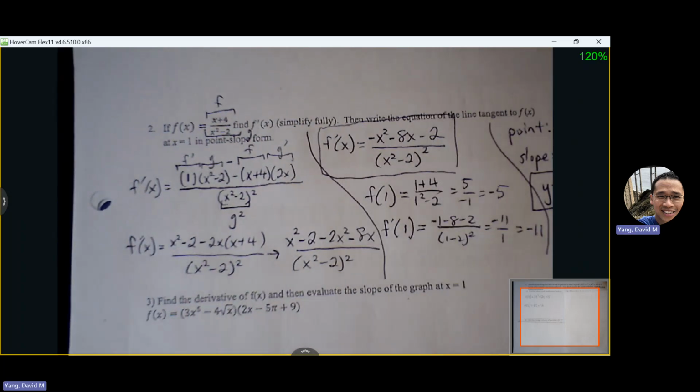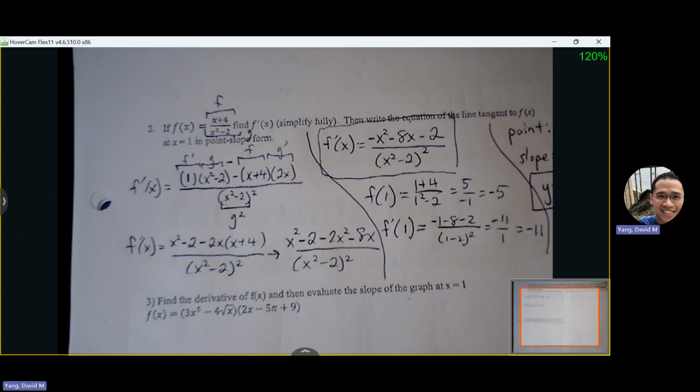All right, number 3, find the derivative of the function and evaluate the slope of the graph at x equals 1. So we have 2 sets of parentheses. We could FOIL everything out, but we could also use what? What rule can we also use? We have 2 sets of parentheses being multiplied with each other. Product rule, yeah.